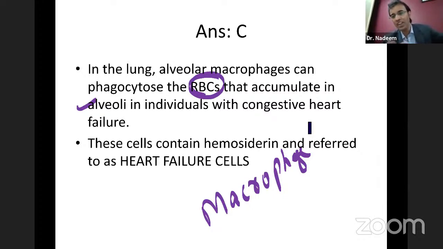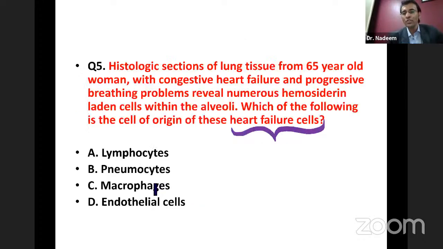So especially in the lung, what kind of macrophages do we have? We have heart failure cells. These are actually which type of cells? These are actually macrophage cells. So when I talk about lungs, the macrophage cells are the heart failure cells. In different organs, we have different macrophages.